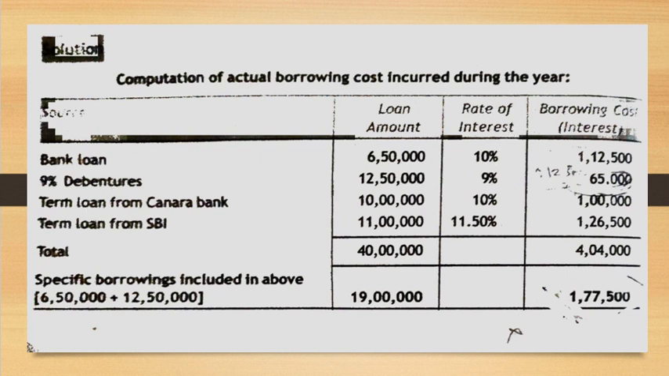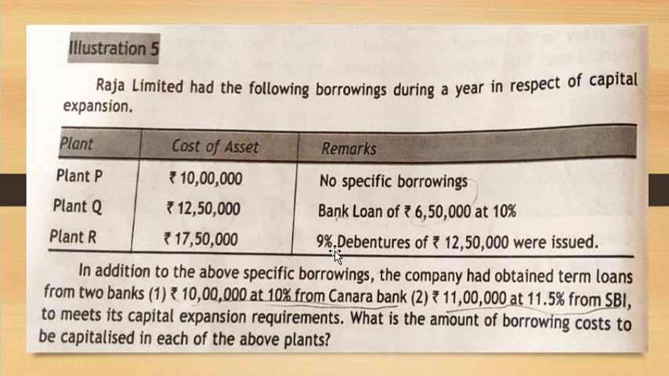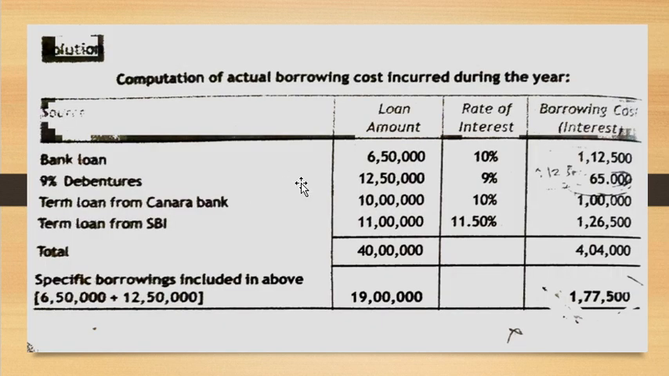Next you have taken debentures, which are 9% debentures of rupees 12,50,000. What is the loan amount you have taken? 12,50,000. What is the rate of interest? 9%. So 9% debentures 12,50,000, rate of interest is 9%. Next you have taken other general loans. So what is the specific loan here? It is the bank loan and 9% debentures.